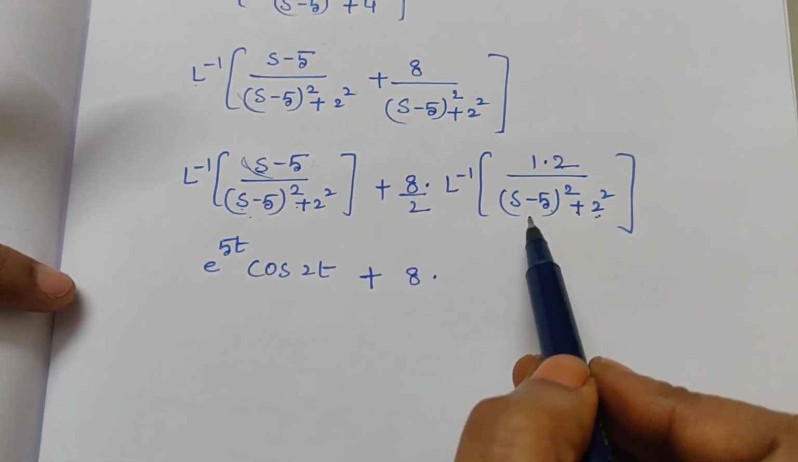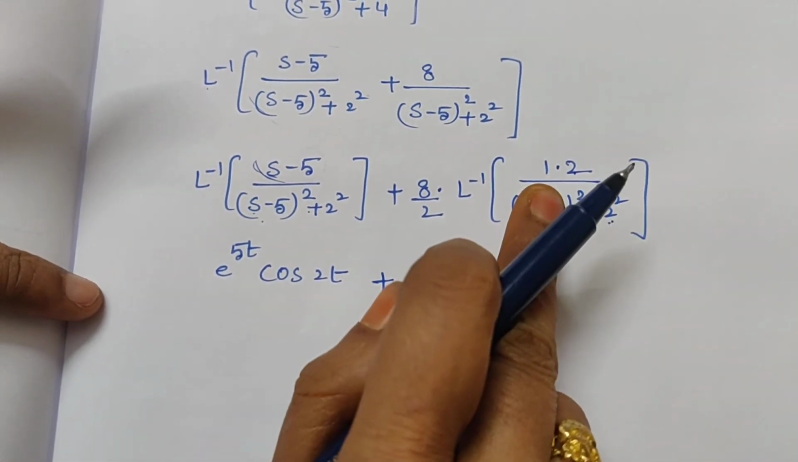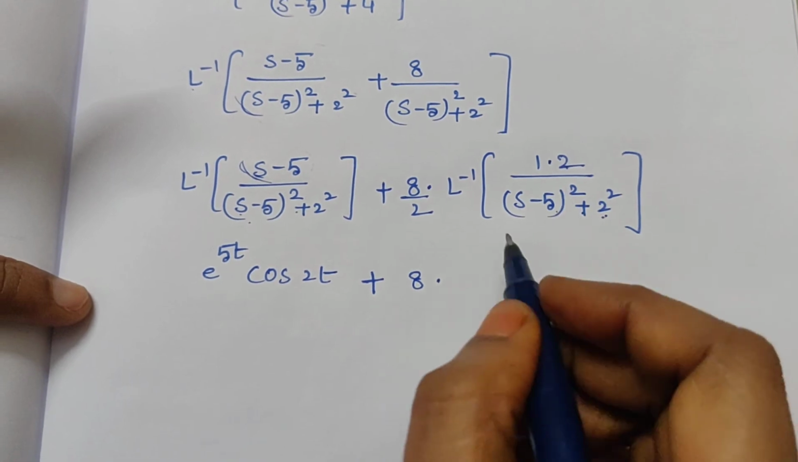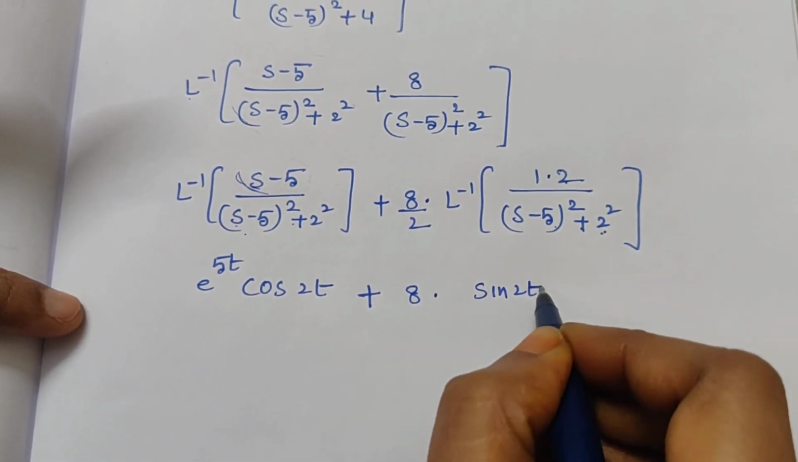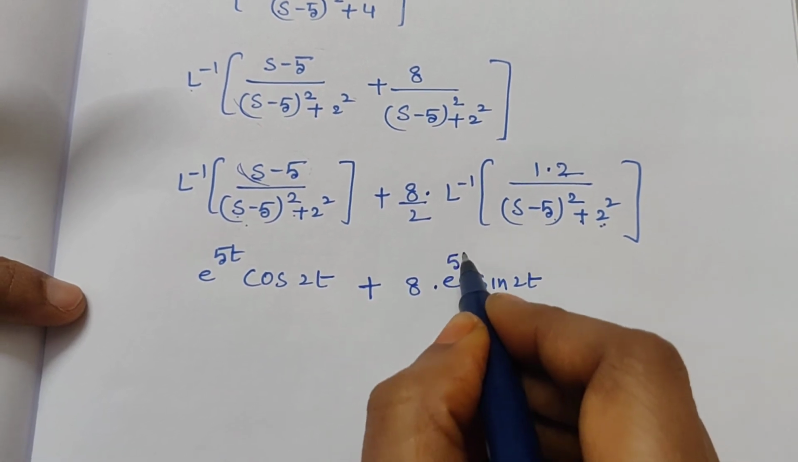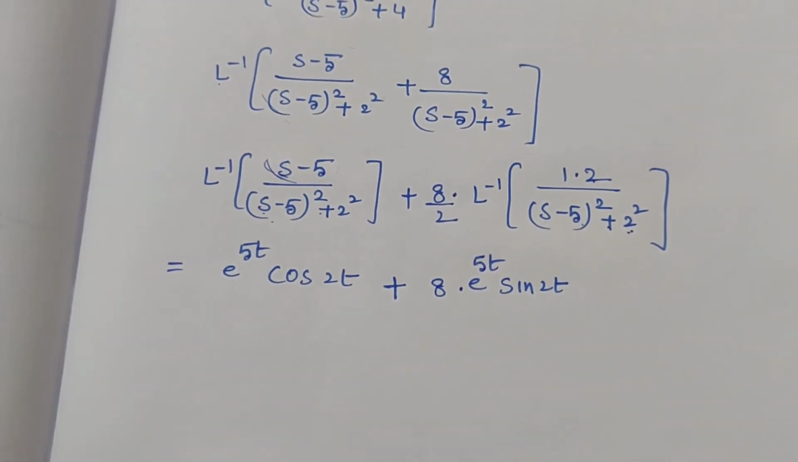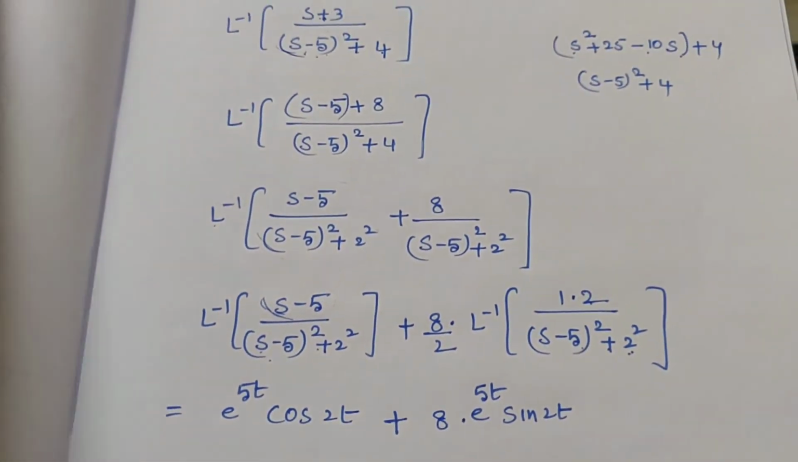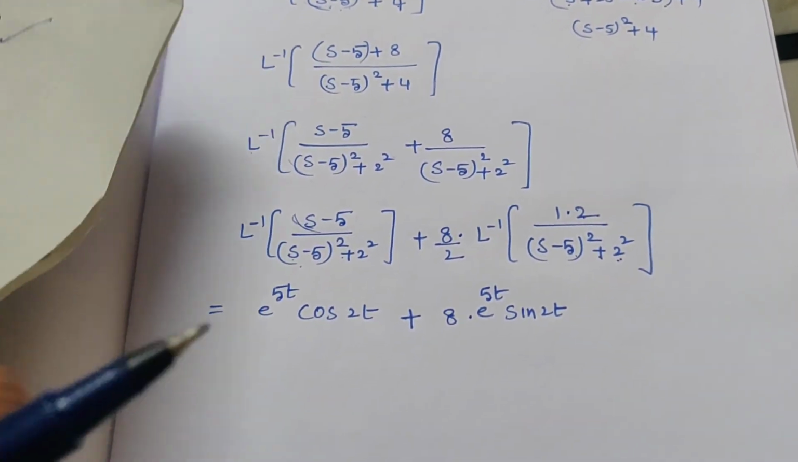So we are observing 2 by s square plus 2 square, treating this as s. This is sin 2t Laplace transform, and s changes to s minus 5. That is because of e power 5t. So like this we have to evaluate inverse Laplace transforms. And note down some more problems.